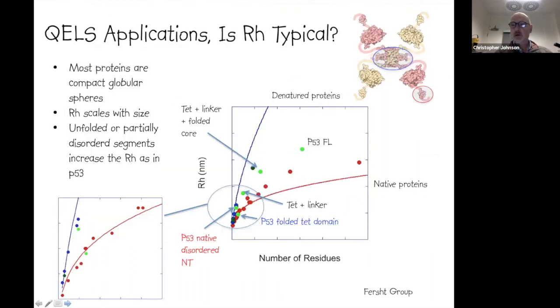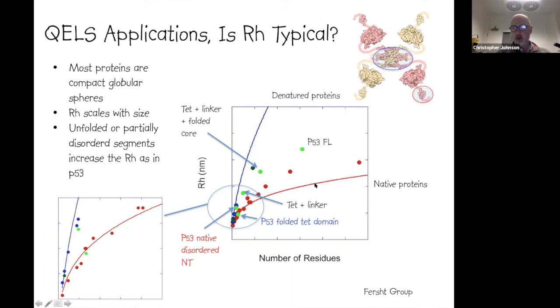What do we use this for? Well, as I've said, the hydrodynamic radius is not a physical radius of our particle, but we can ask questions like, is it typical for what we expect for this protein? Most proteins are compact globular spheres, and under that condition, the RH, the hydrodynamic radius, scales quite nicely with the size of the system, particularly for smaller proteins. Unfolded or partially disordered proteins will tend to increase the hydrodynamic radius because they diffuse not as a sphere, but as some sort of extended structure.